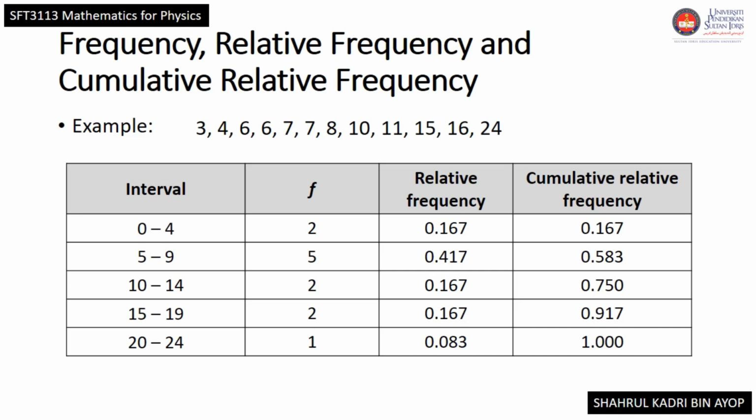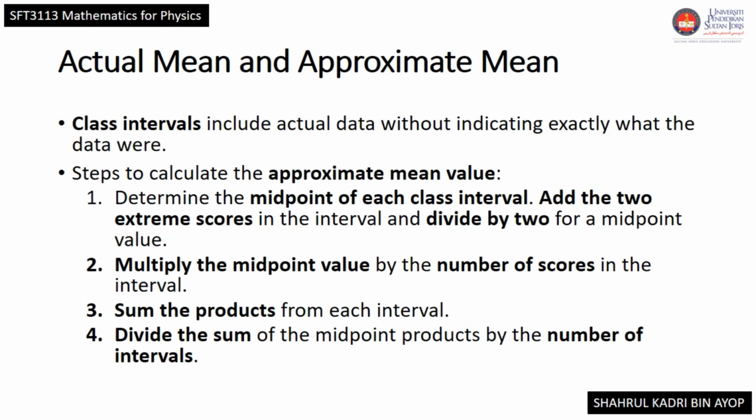However, for cumulative relative frequency, we have to sum up the relative frequency for the previous class intervals and the current class interval. So, for the last class interval, that is 20 to 24, the cumulative relative frequency is equal to 1.